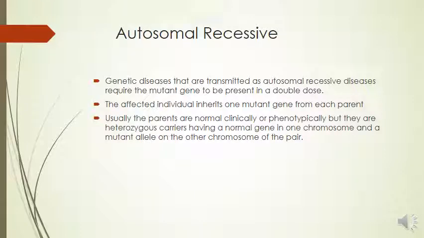Genetic diseases that are transmitted as autosomal recessive diseases require that the mutant gene be present in a double dose. The affected individual inherits one mutant gene from each parent. Usually the parents are normal clinically or phenotypically, but they are heterozygous carriers, having a normal gene in one chromosome and a mutant allele on the other chromosome of the pair.